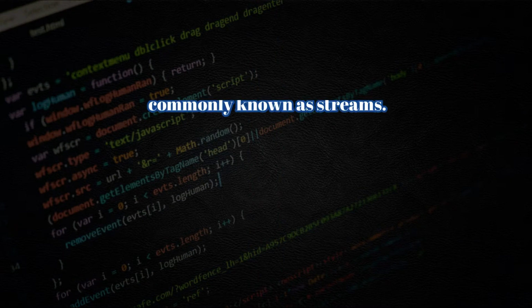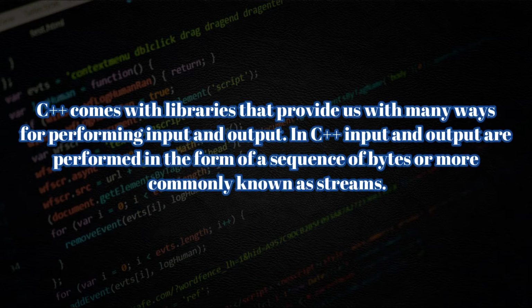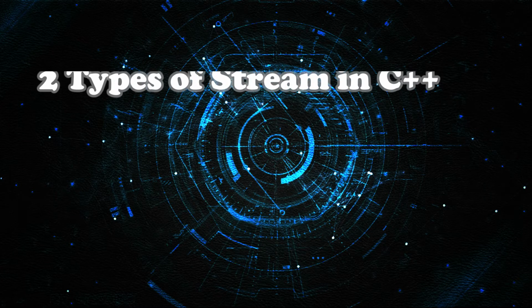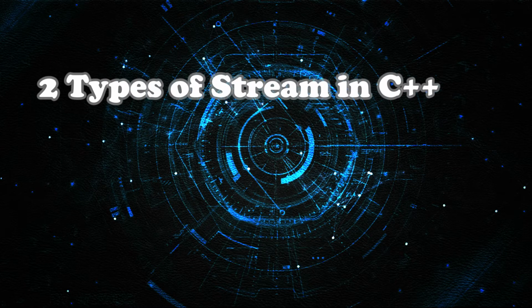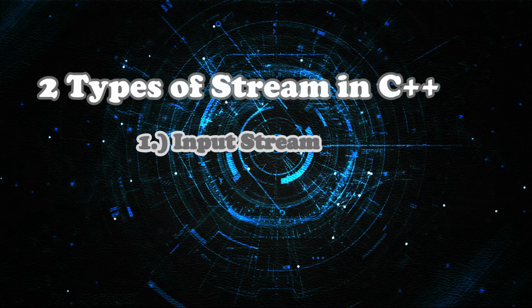C++ comes with libraries that provide us with many ways for performing input and output. In C++, input and output are performed in the form of a sequence of bytes, or more commonly known as streams. There are two types of streams in C++. Number 1, input stream. If the direction of the flow of bytes is from a device, like a keyboard, to the main memory, or device to memory, this process is called input.